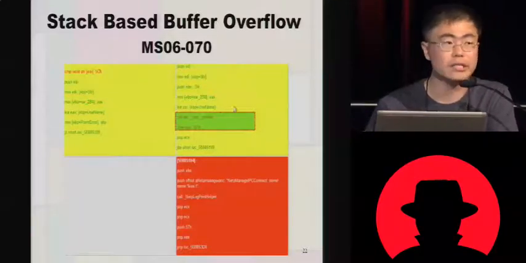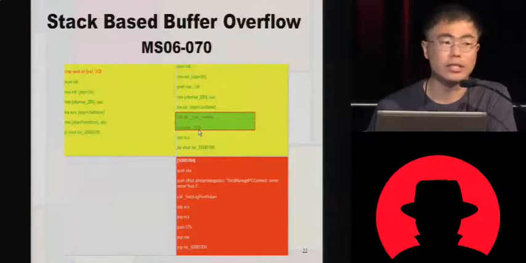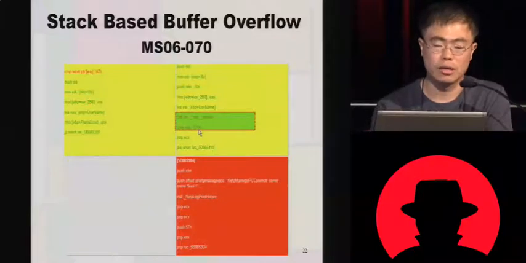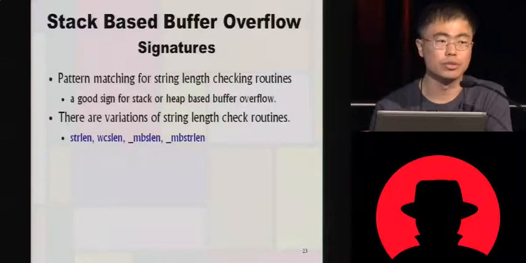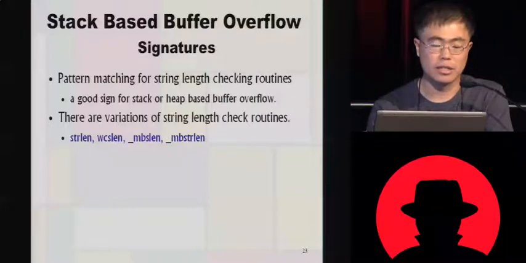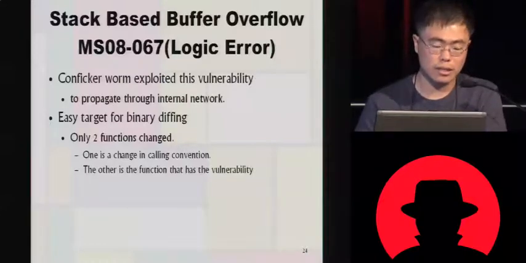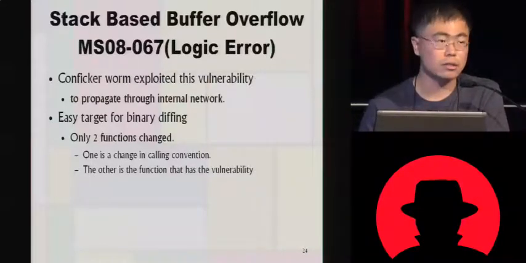It's calling the WCSLEN API to check the original buffer, and it's comparing the result with 101H, which was the length of the original buffer. So it's checking the original buffer that is supplied by the user against some constant number. So here's the signature from this example. You can use strlen or WCSLEN or other string length check routines as a signature for stack buffer overflow. So it's very easy. How about the other stack buffer overflows?